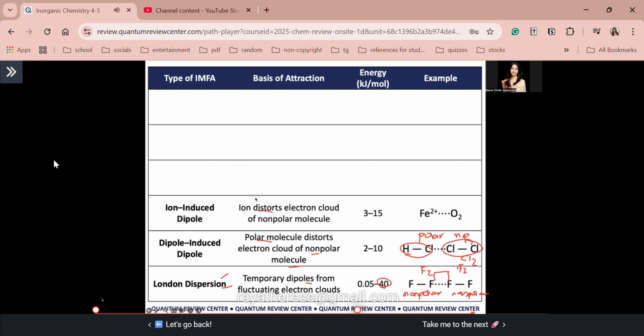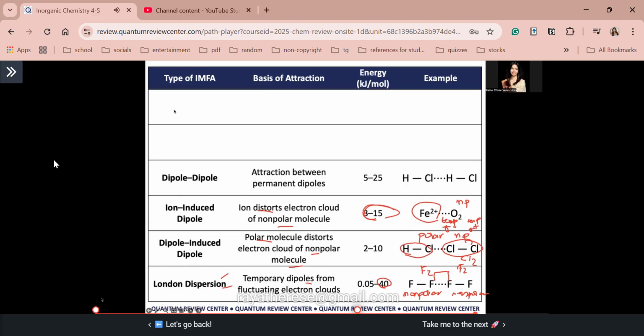Next, we have ion-induced dipole. So this time, an ion distorts the electron cloud of a non-polar molecule. So its energy is slightly greater than dipole-induced dipole and London dispersion. An example of this is the attraction of the iron 2+ ion to a non-polar oxygen molecule. So yung ion na ito will induce a dipole kay oxygen molecule, and that will create a temporary partial negative charge and temporary partial positive charge. So yung positive charge ng iron cation will be attracted to the temporary partial negative charge of the oxygen molecule.